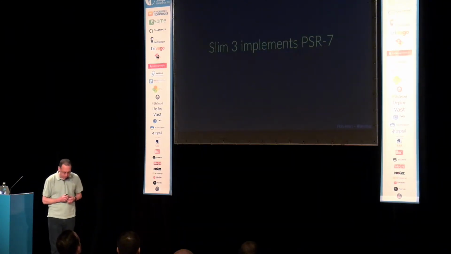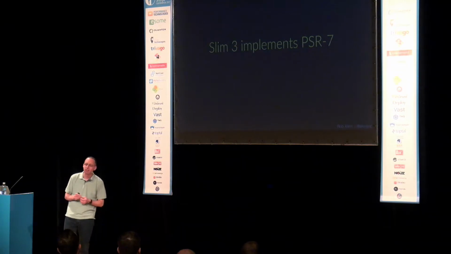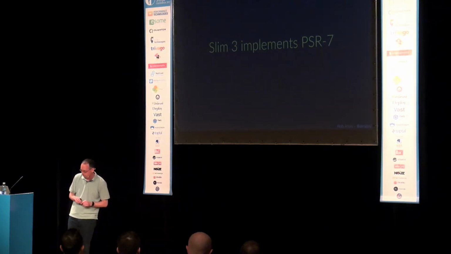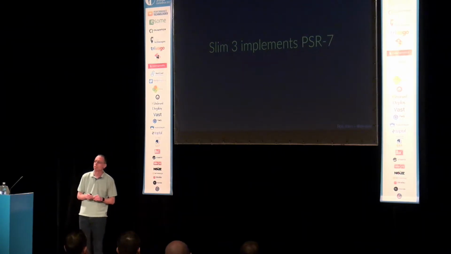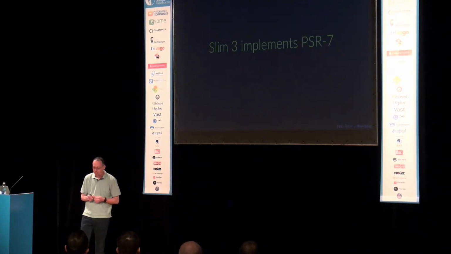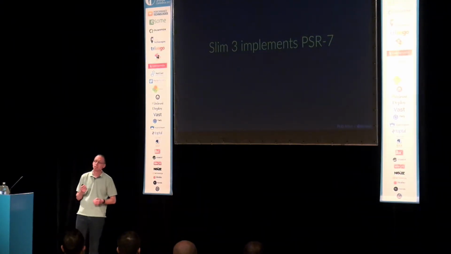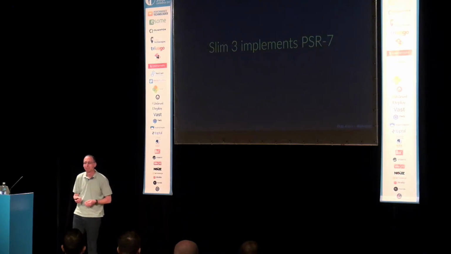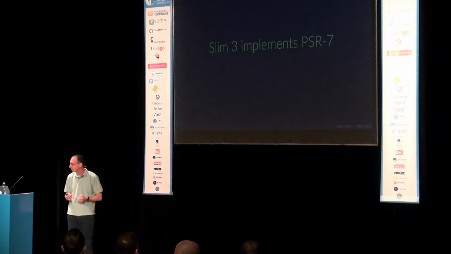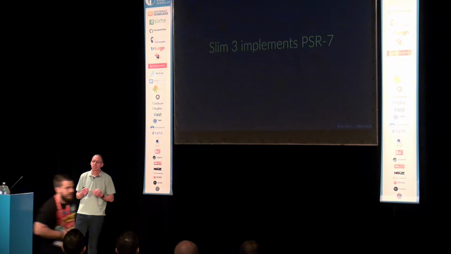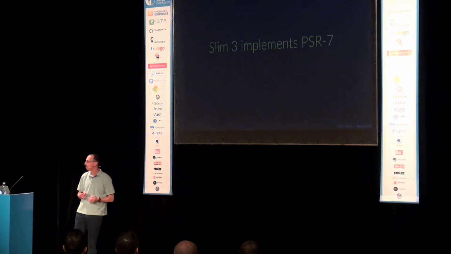So we've got something called PSR-7. PSR-7 is the 7th PHP Standard Recommendation, which comes from a group called the Framework Interoperability Group. You may or may not have heard of the FIG, but you've almost certainly heard of PSR-0 and PSR-4, which are the autoloading standards that are one of the key reasons why Composer works. So PSR-7 defines how to do HTTP messaging.